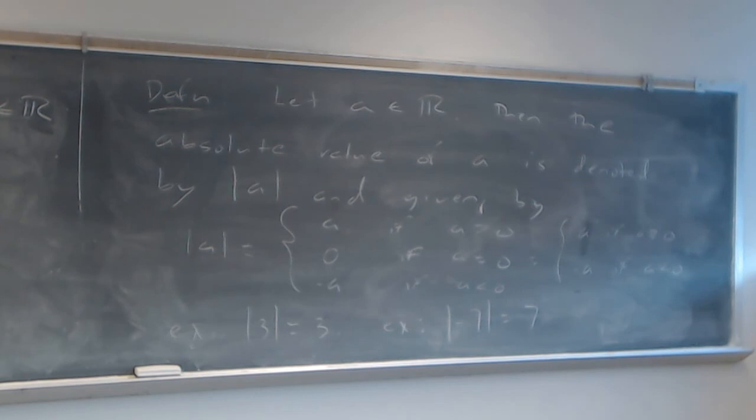Part D, minus absolute value of A is less than or equal to A, which is less than or equal to the absolute value of A. And that's true for all A element of R. I think I've got time to do part 1.